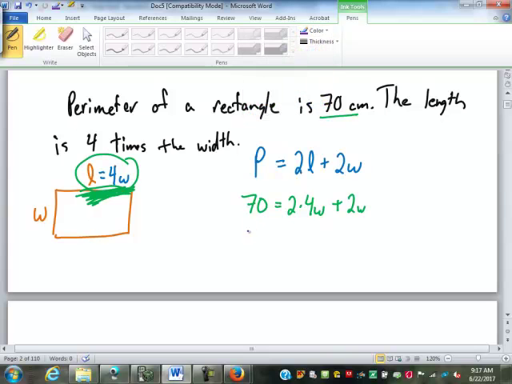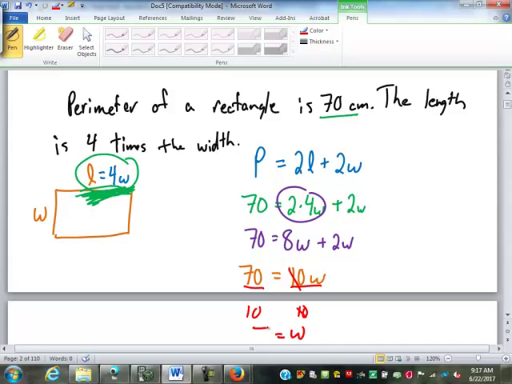Now I've got to do some solving. Actually, I've got to do some simplifying before I solve. 2 times 4W is 8W. What would be next? 8W and 2W makes 10W. And then? Divide by 10.